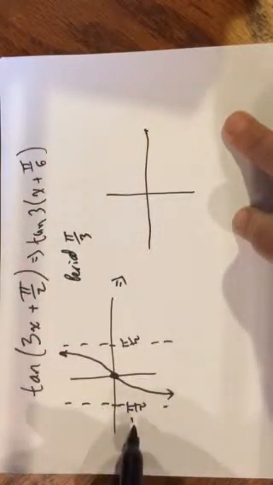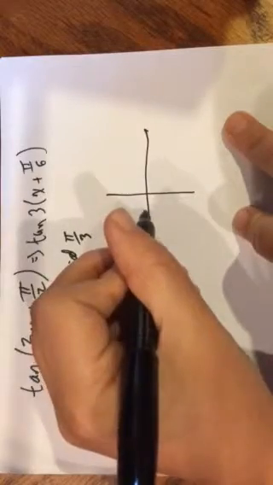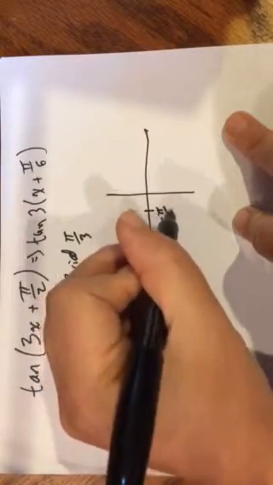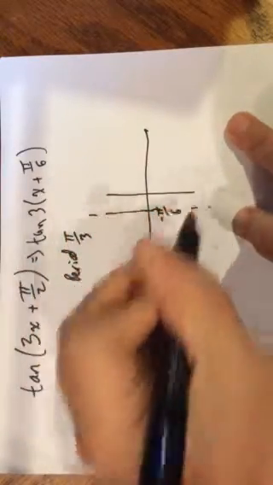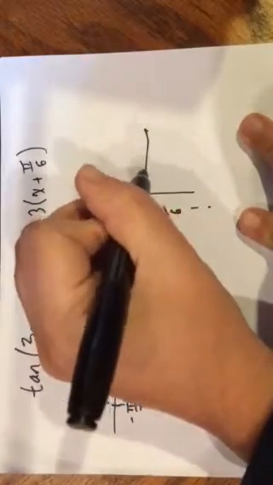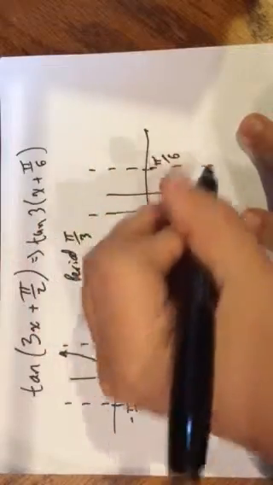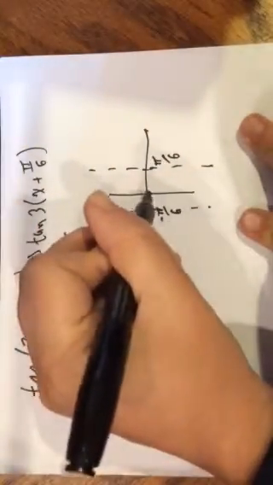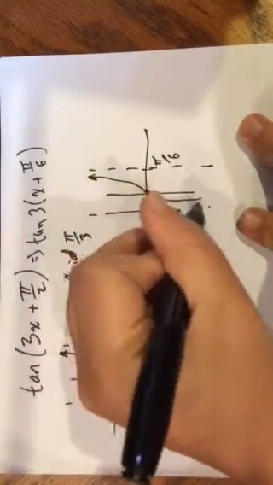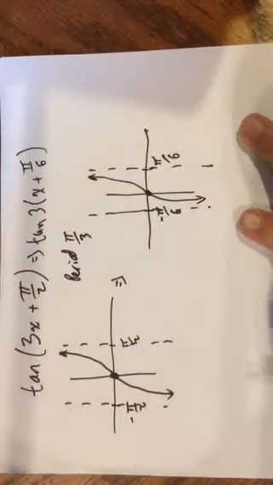So instead of negative pi over 2, negative pi over 2 divided by 3 would be negative pi over 6. Instead of pi over 2, pi over 2 divided by 3 would be pi over 6. 0 divided by 3 is still 0. So I get something that looks more like this.